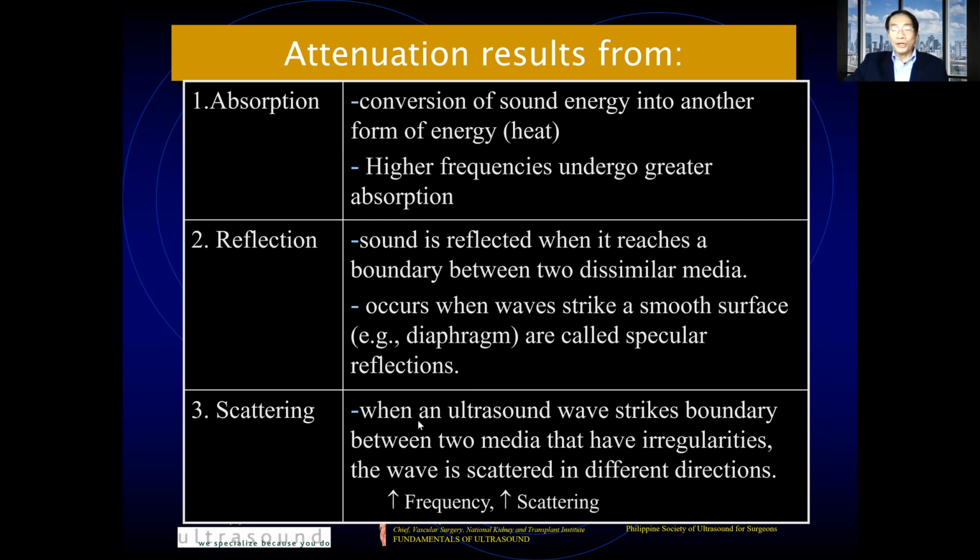Now, scattering occurs when an ultrasound wave strikes boundaries between two media that have irregularities, and the wave is scattered in different directions. Therefore, the echo of the wave that hits that particle bounces in another direction, and it is not reflected back to the transducer. And so the transducer will detect it as a weaker signal compared to how it was transmitted.